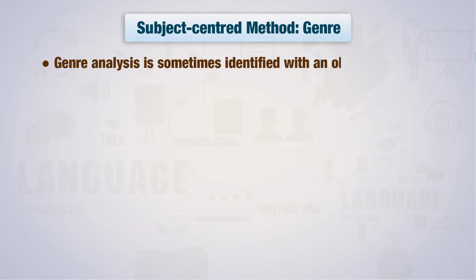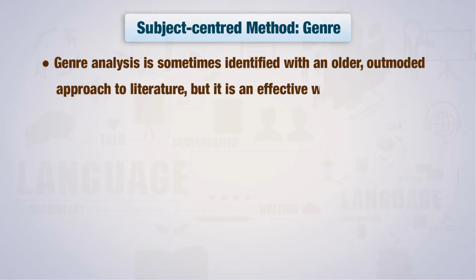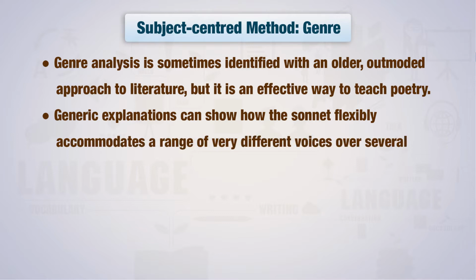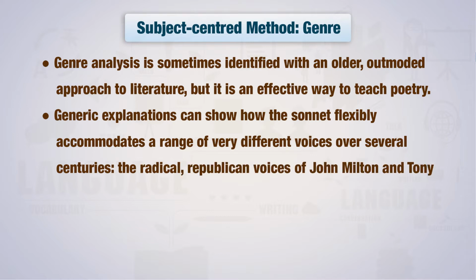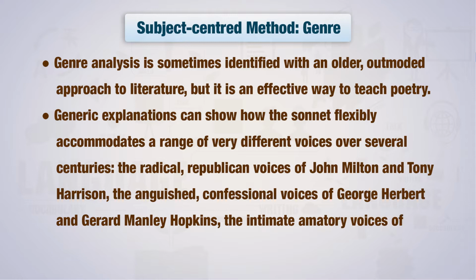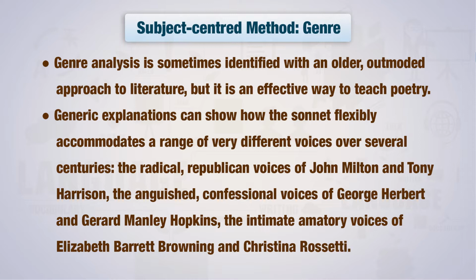Genre analysis is sometimes identified with an older and even an outmoded approach to literature, but it is an effective way to teach poetry. Generic explanations can show how the sonnet flexibly accommodates a range of very different voices over several centuries. The radical Republican voices of John Milton and Tony Harrison, the anguished confessional voices of George Herbert and Gerard Manley Hopkins, the intimate amatory voices of Elizabeth Barrett Browning and Christina Rossetti.